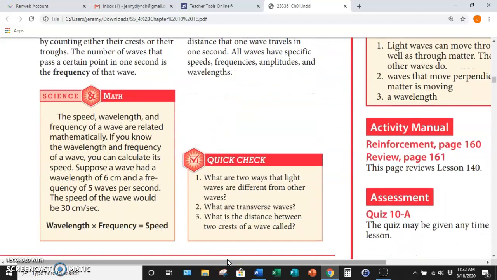All right, so last little section here, science and math. The speed, wavelength, and frequency of a wave are related mathematically. If you know the wavelength and frequency of a wave, you can calculate its speed. Suppose a wave had a wavelength of 6 centimeters and a frequency of 5 waves per second. The speed of the wave would be 30 centimeters per second. Wavelength times frequency equals speed. All right, so that is our reading for today.